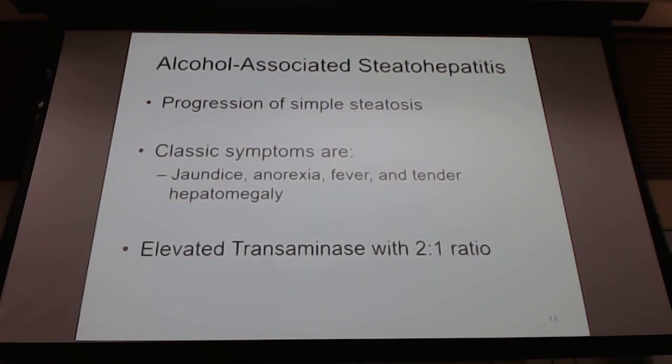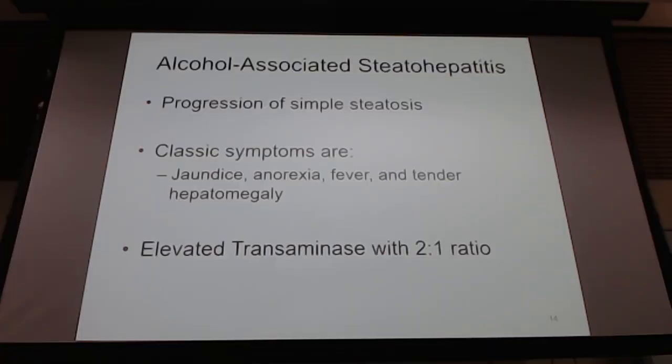So it progresses. These people can show up with jaundice. We're going to see the jaundice first in the sclera, but they're also going to have anorexia. These people are chronic alcoholics, so they probably don't eat very much, but they can get fevers, and they can have hepatomegaly. So with older people who have hepatomegaly, you need to be concerned about fatty liver, whether it's alcoholic or not.